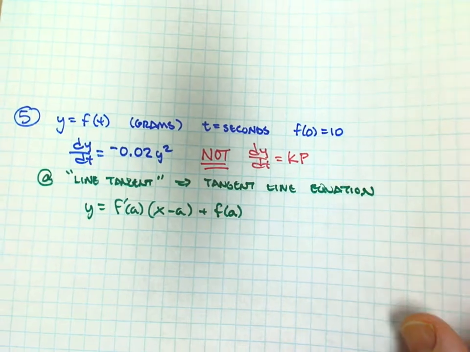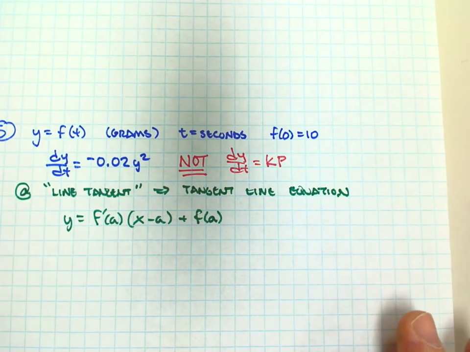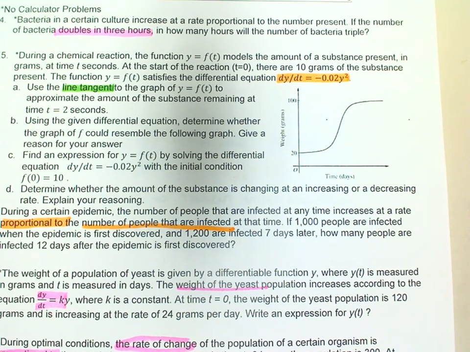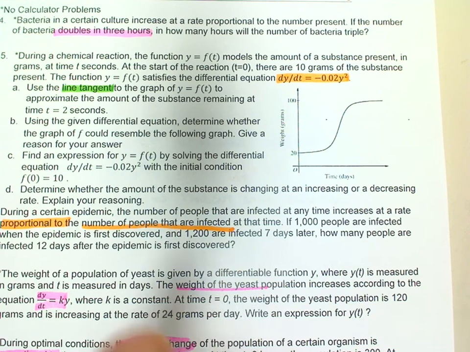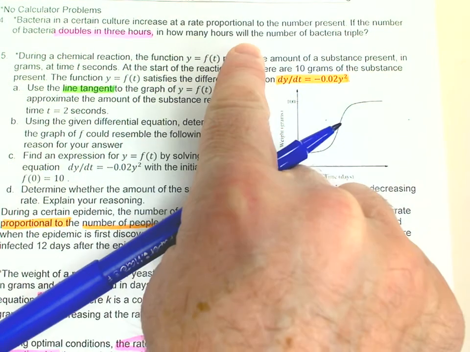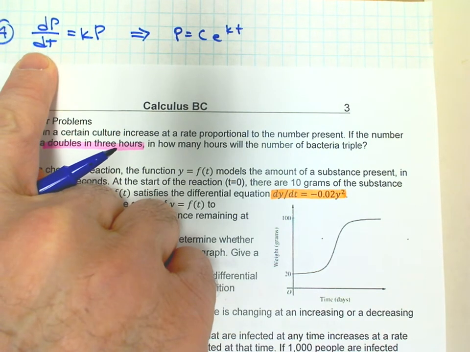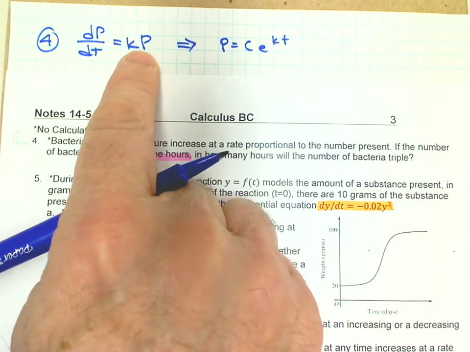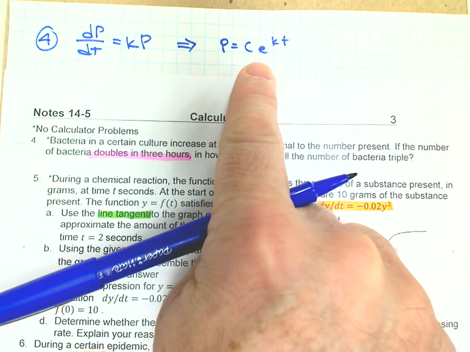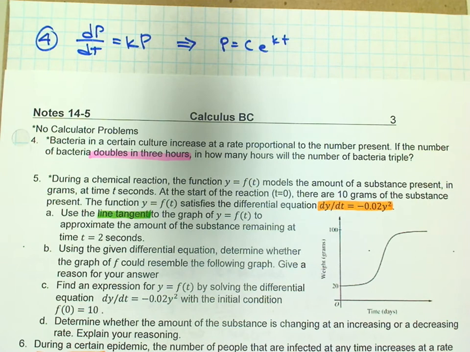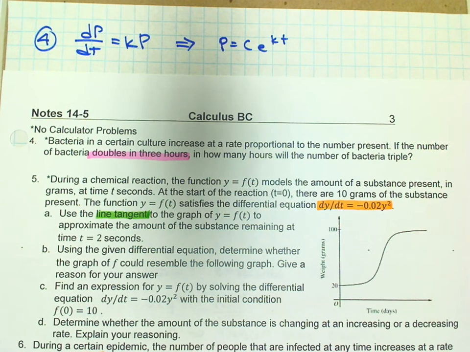Okay. Let's go ahead and take a look at our next problem. It talks about a bacteria in a certain culture that increases at a rate proportional to the number present. If the number of bacteria doubles in 3 hours, how many hours will the number of bacteria triple? So you can see this describes that example of directly proportional to the amount, which is going to be our P equals C e to the kt.